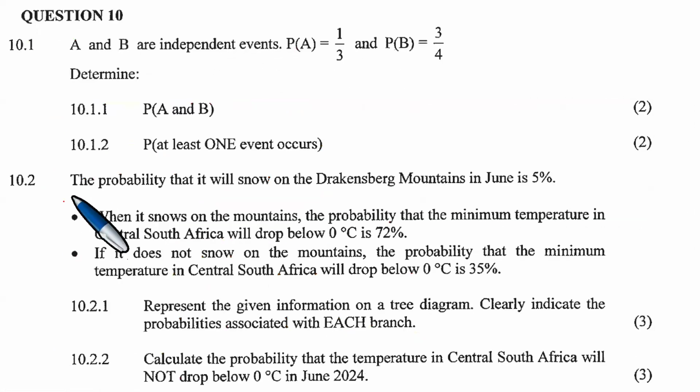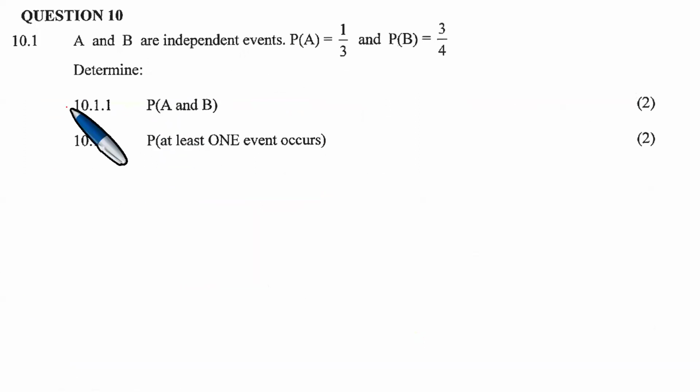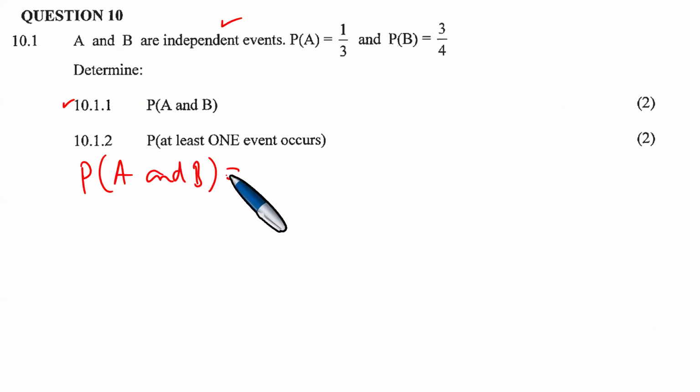Right, in the next question, we are just going to do some basic probabilities, as we need to learn them. A and B are independent events, and the probability of A is 1/3 and the probability of B is 3/4. We need to find the probability of A and B. These events are independent, so for independent events, the probability of A and B is equal to the probability of A times the probability of B.